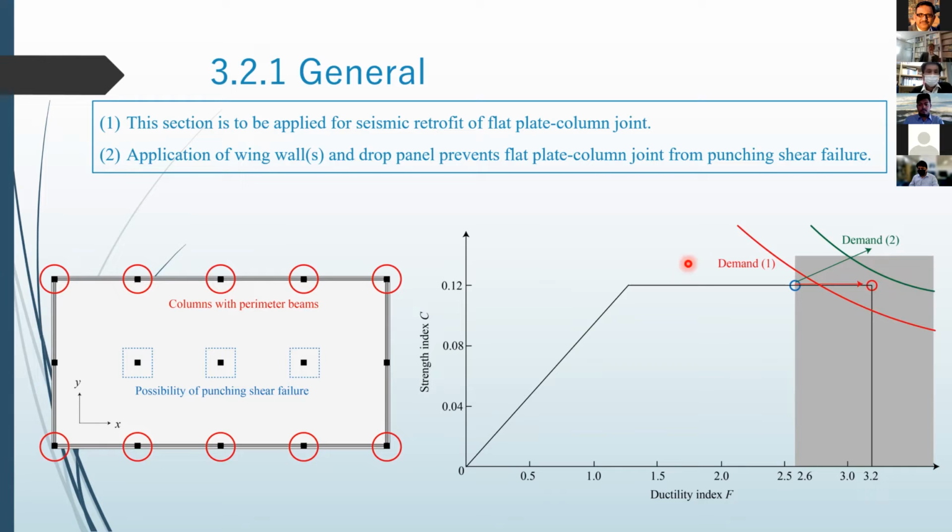I will explain the effect of wing wall and drop panel in detail later, but the conclusion is that the drop panel retrofit just removes the upper limit of the F index, and retrofit by wing wall increases the strength as well as deformation. So I move on to the explanation in detail about wing wall retrofit and drop panel retrofit.